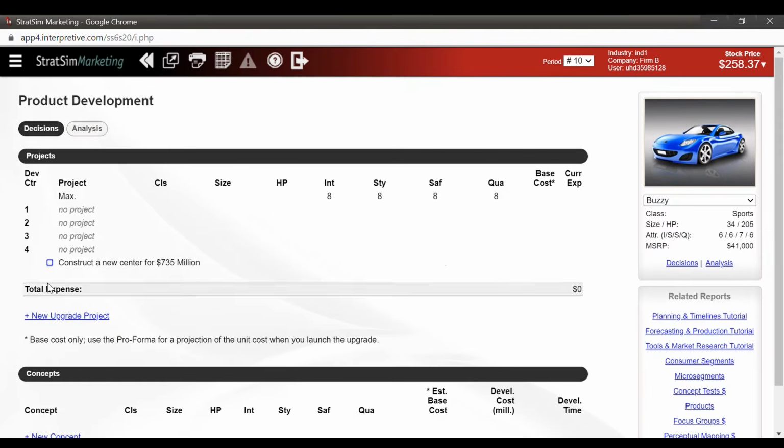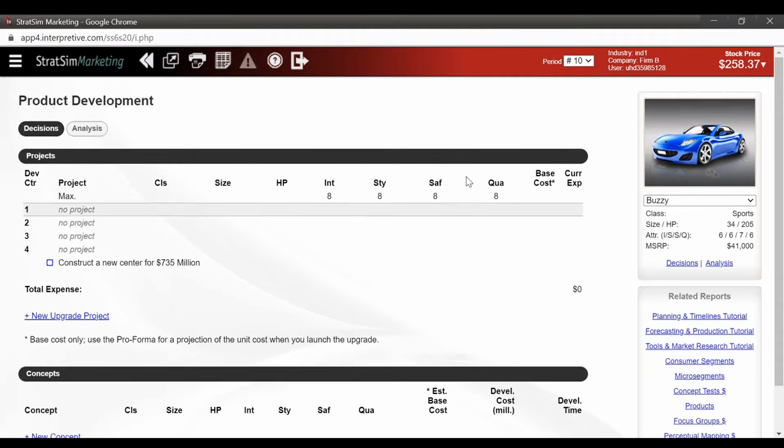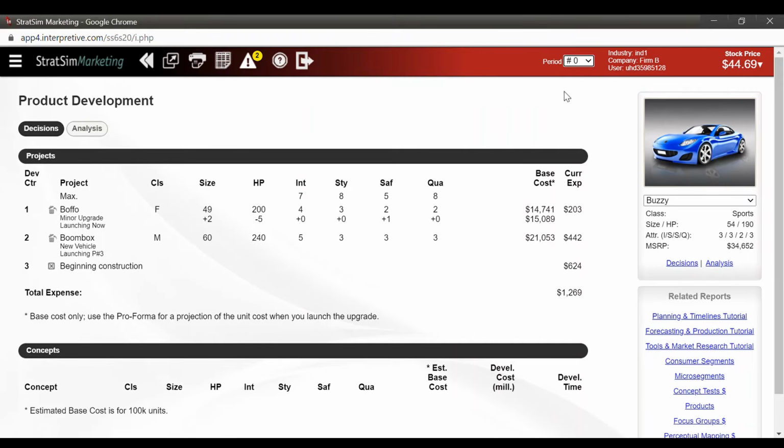So under results and decisions, the first thing you want to look at is product development. And here in every period, what you want to do is construct a new center. So this is where you start in period 0. You want to begin construction. You also want to start positioning your vehicles as close to the positioning map as possible. And we'll go over the positioning map in a minute, but right from the very beginning you want to start making changes.